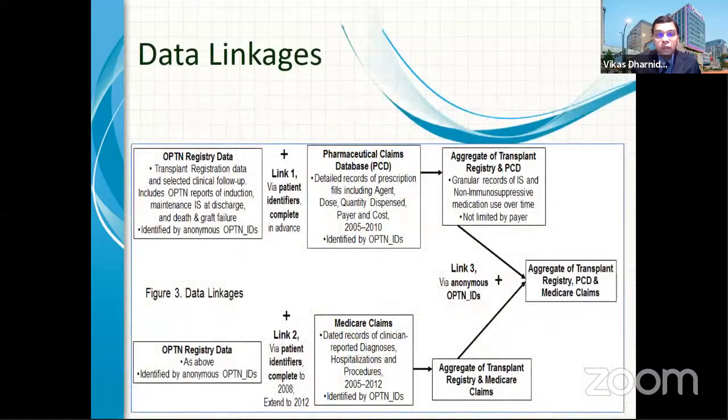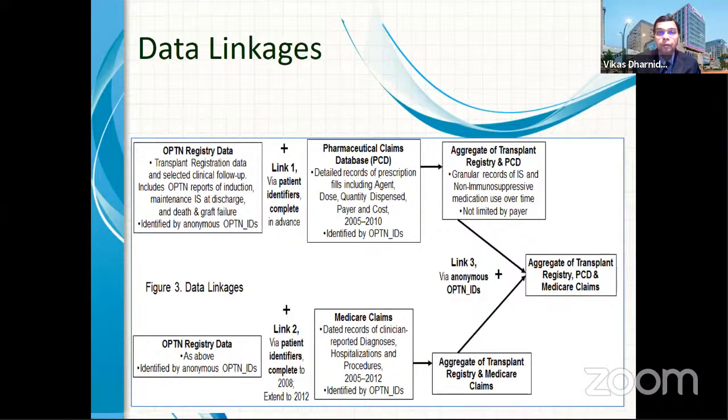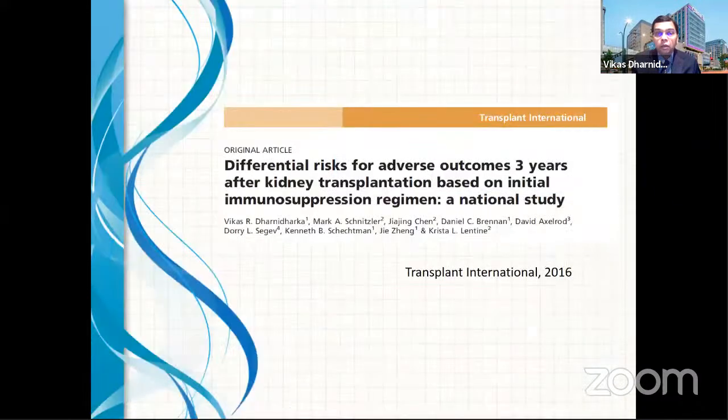And we can see the linkages we did here, the OPTN to the PCD, and then down here, OPTN to the Medicare claims. And then finally, the anonymous linkage directly to get a three-way linkage. First time that, to our knowledge, anybody had done this kind of three-way linkage. And here shown in this graph is the paper that we published in 2016, where we looked at all of our data and combined the results.